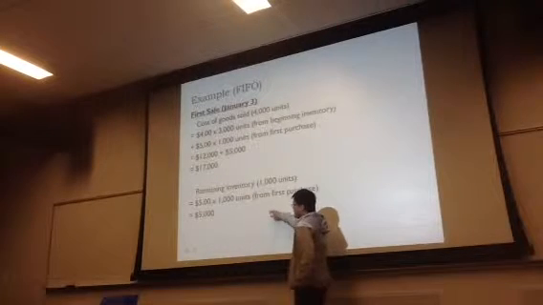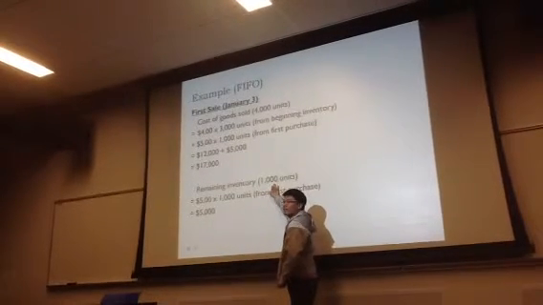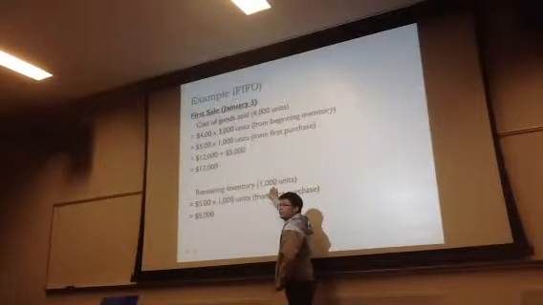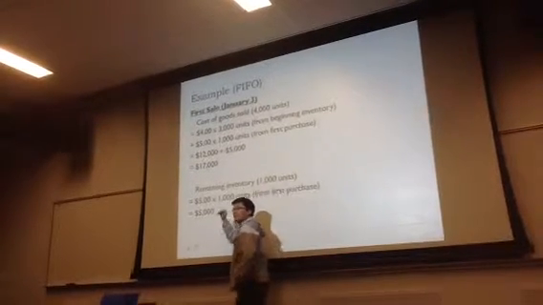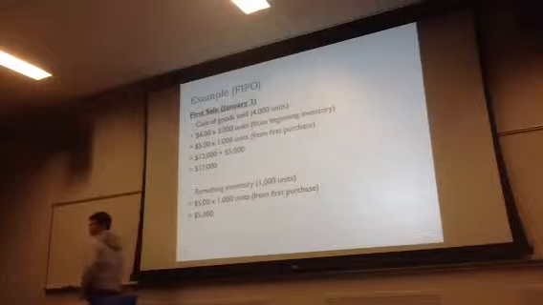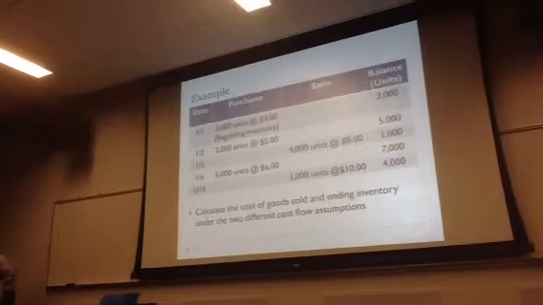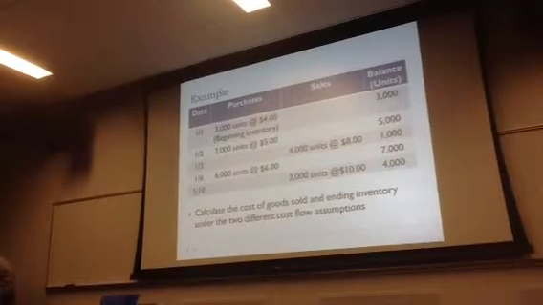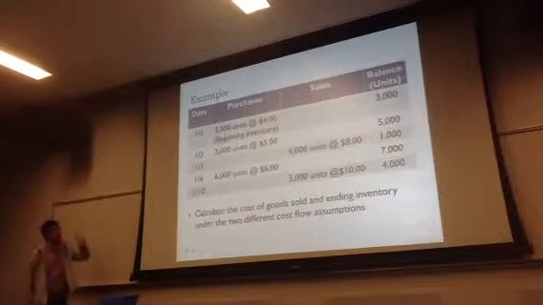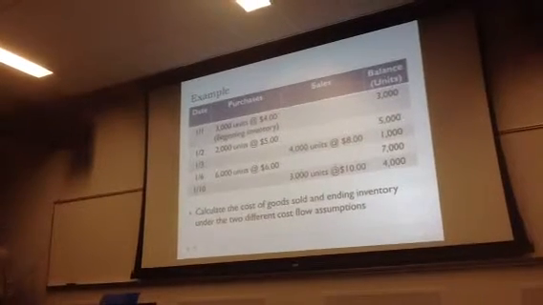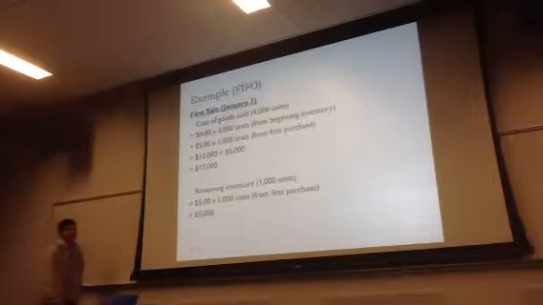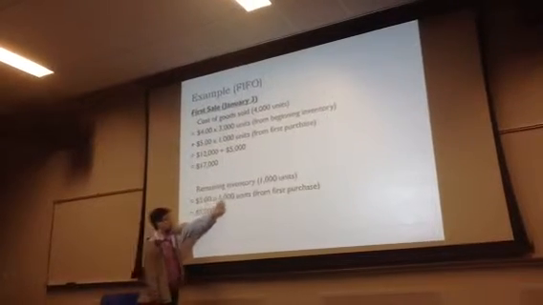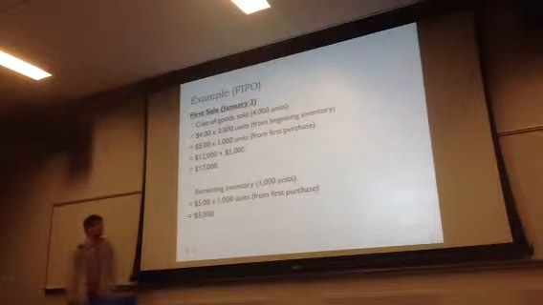And in terms of remaining inventory, we have 1,000 units left. And based on our first in, first out assumption, we are going to take the most recent price, and the most recent price would be $5. So our ending inventory will be 1,000 units times $5, which would be $5,000. $5 each times 1,000 units gives you $5,000.